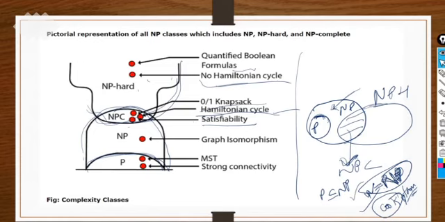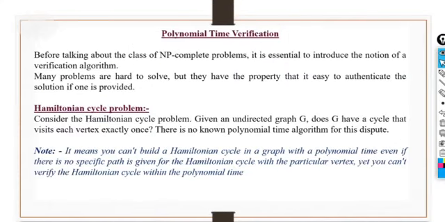So the possibility in future of the two classes being equal is shown by Cook's theorem, right? We will discuss that later. For right now, I hope the basics are clear to all of you. Now let's move to the next topic here, polynomial time verification.